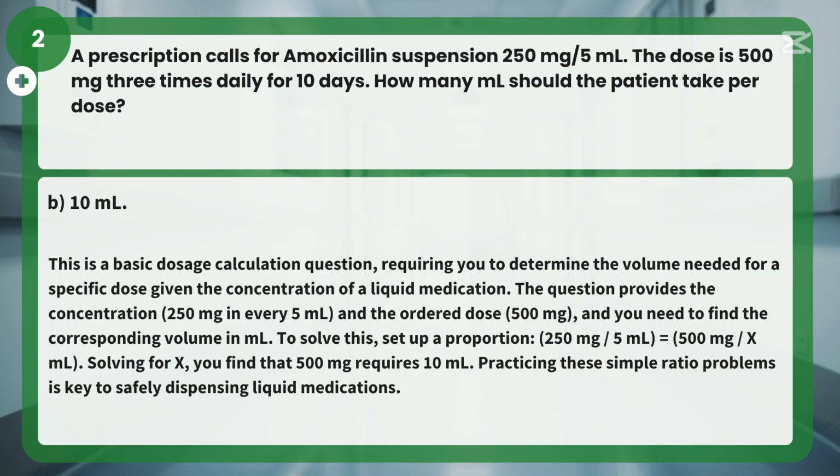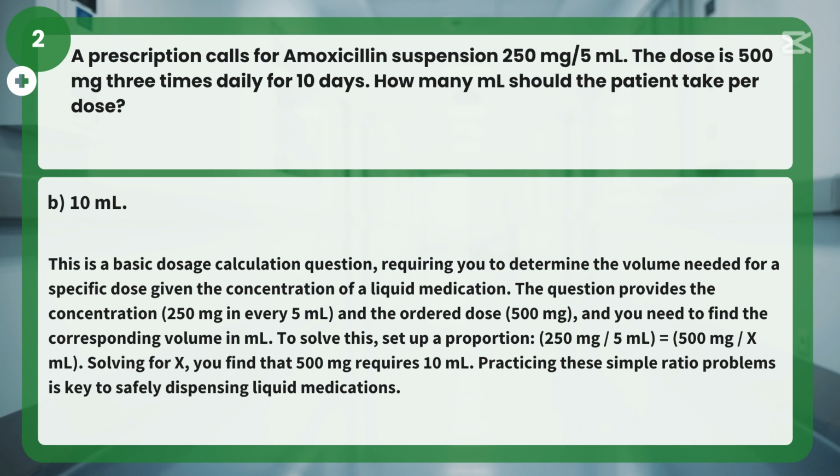Answer: B. 10 ml. This is a basic dosage calculation question, requiring you to determine the volume needed for a specific dose given the concentration of a liquid medication. The question provides the concentration, 250 mg in every 5 ml, and the ordered dose, 500 mg, and you need to find the corresponding volume in ml.